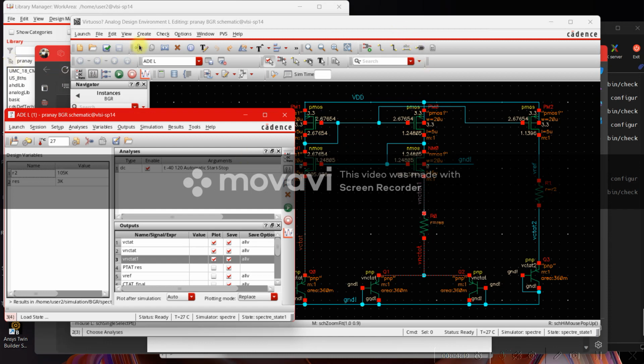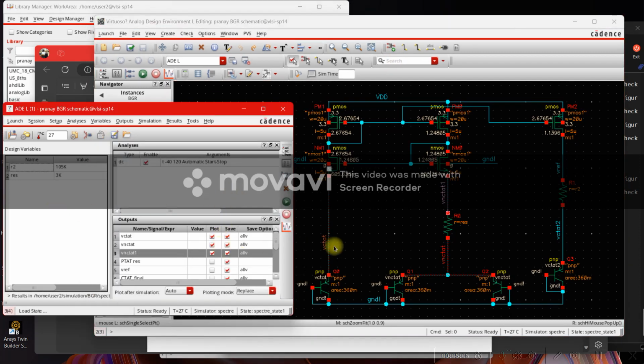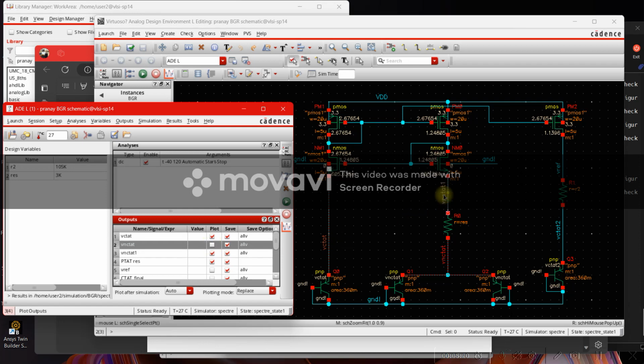First I'll show you the CTAT voltage across this node, and then that this node and this node are at the same voltage level. And then this node, so the difference between these two will give you PTAT. So VCTAT is CTAT, and VNCTAT1 is this node. The difference is PTAT. We'll plot them.